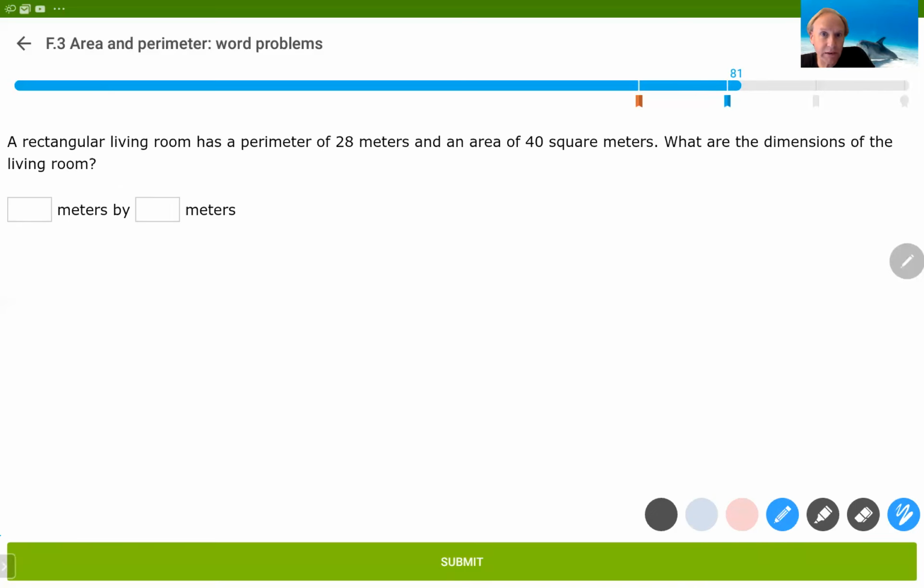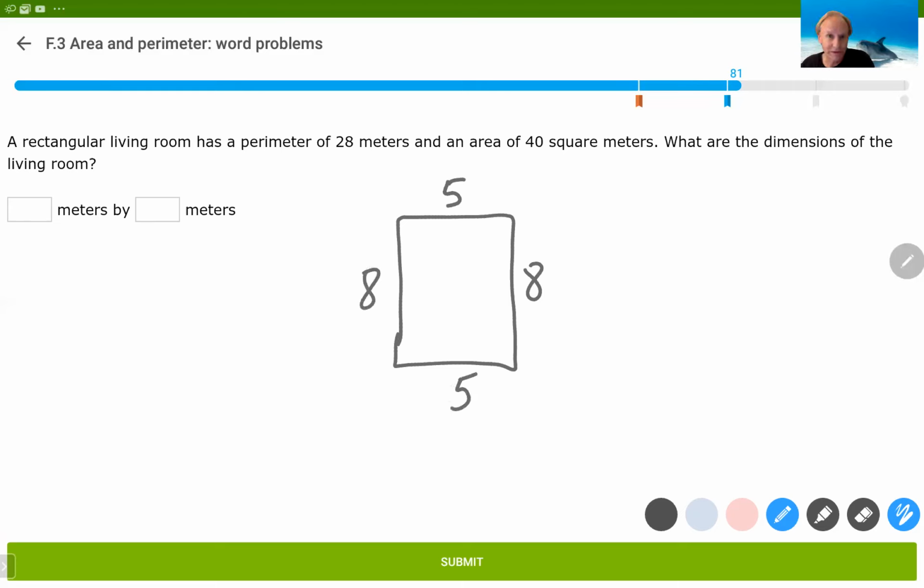Perimeter of 28 and an area of 40. I know the answer, but I'm going to go with 8 by 5 just to show you that sometimes you have to try things that don't work. And 8 and 5, it's so close. It's 26 meters for my perimeter for this one. But I'm looking for 28.